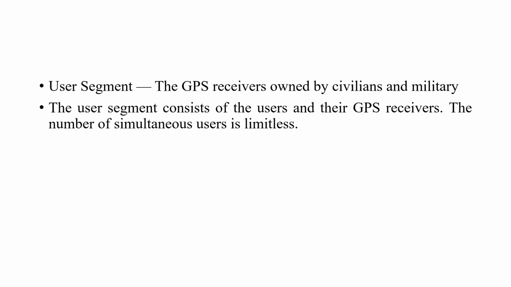Next is the user segment. The user segment is used by the public in the earth stations. The user segment is the GPS receivers owned by civilians and the military. First of all, it was used for military applications. Now it is commercialized and every individual in the globe can receive these signals. The user segment consists of the users and the GPS receivers. Billions of users are using this service without any restrictions.